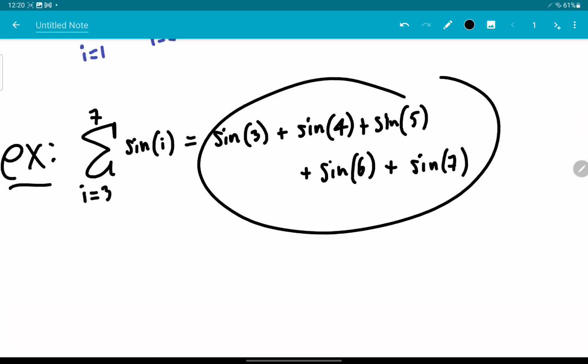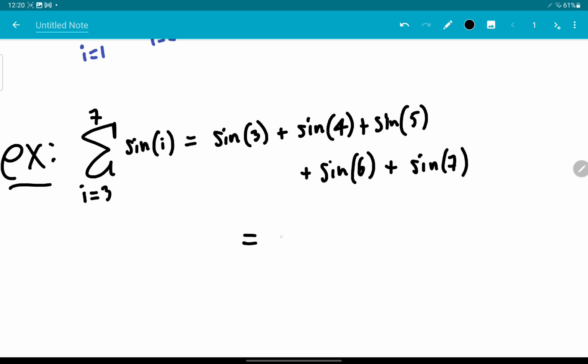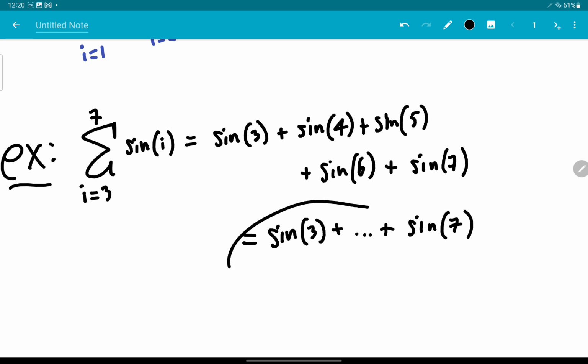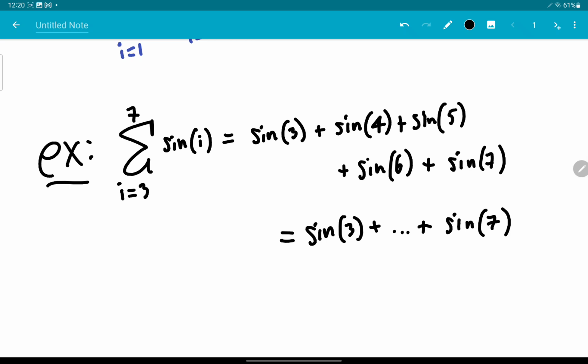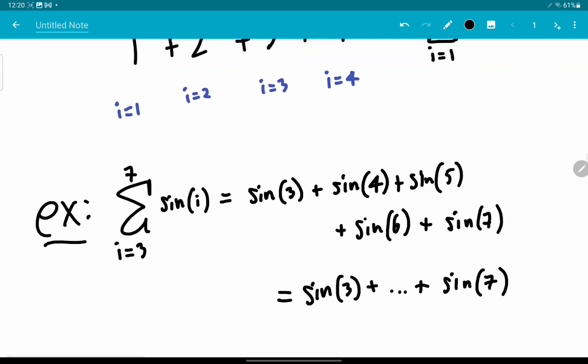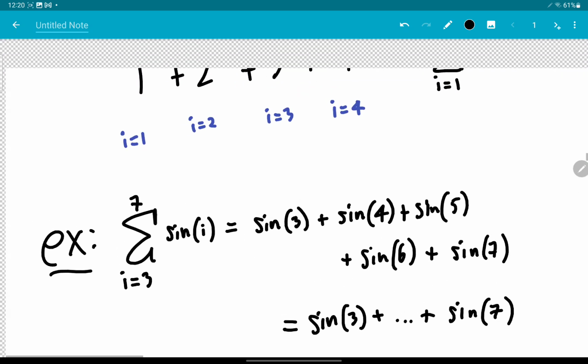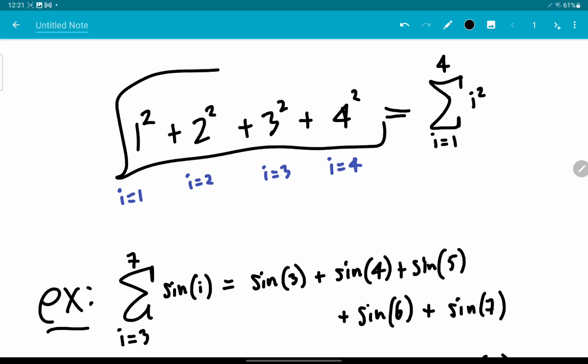If I'm getting lazy over here, which is frequently the case, I will go sine of 3 plus ... 1, 2, skip a few, and then sine of 7 is my last term. Just to save some time, because time is money. So this is a bit weird. It doesn't happen very often, but this kind of thing happens all the time.